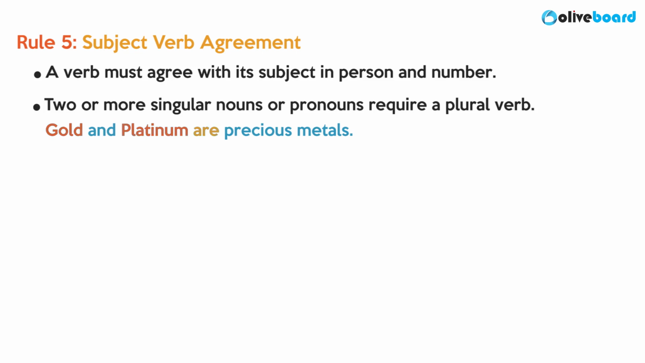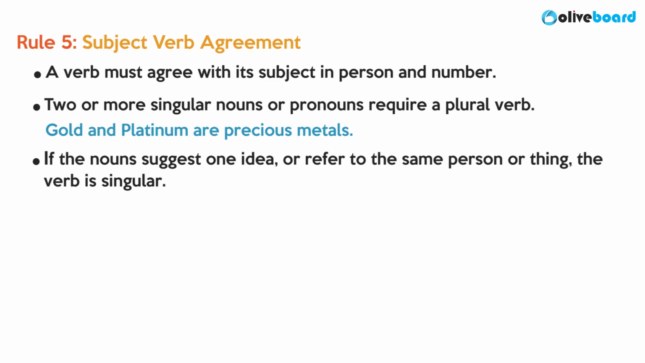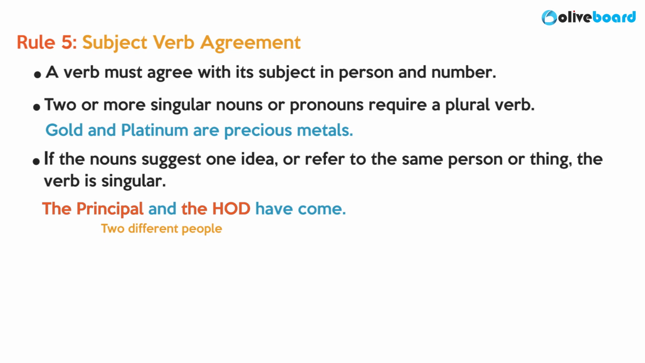The second point here says that if the nouns suggest one idea or refer to the same person or thing, the verb is singular. For example, अगर मैं कहूँ the principal and HOD has come, थोड़ा tricky लग रहा है, पर यहाँ पे आप देखो that the HOD is not preceded by any article, which states कि the principal and HOD are the same person. Hence, we will use has. If the sentence had said, the principal and the HOD have come, अब यहाँ पे the principal and the HOD are two different people. Hence, we will use a plural verb, that is, have come.